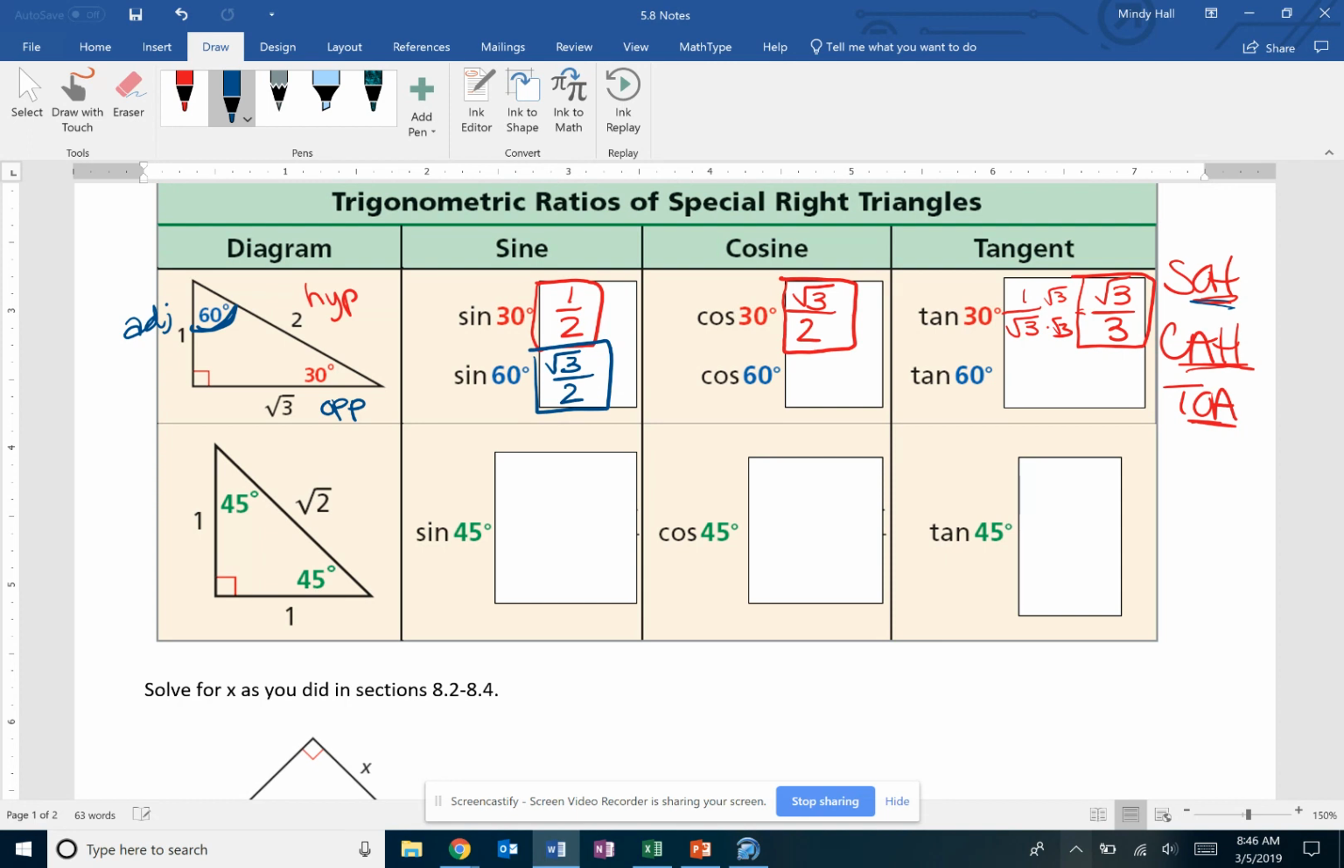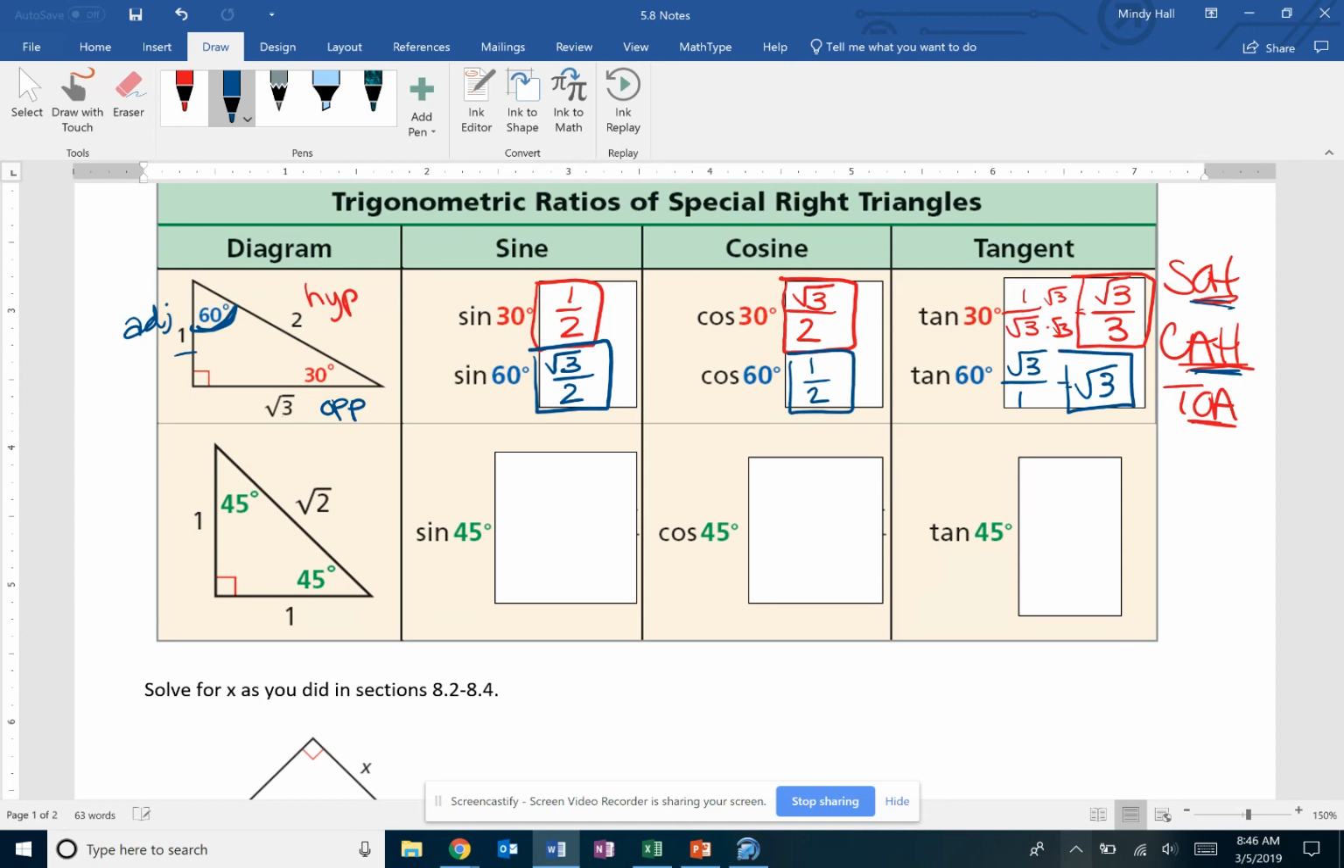For cosine of 60, it is adjacent over hypotenuse. So my adjacent is 1 over hypotenuse of 2. And then tangent of 60 is opposite over adjacent. So opposite, square root 3. Adjacent is 1. So it's just the square root of 3.